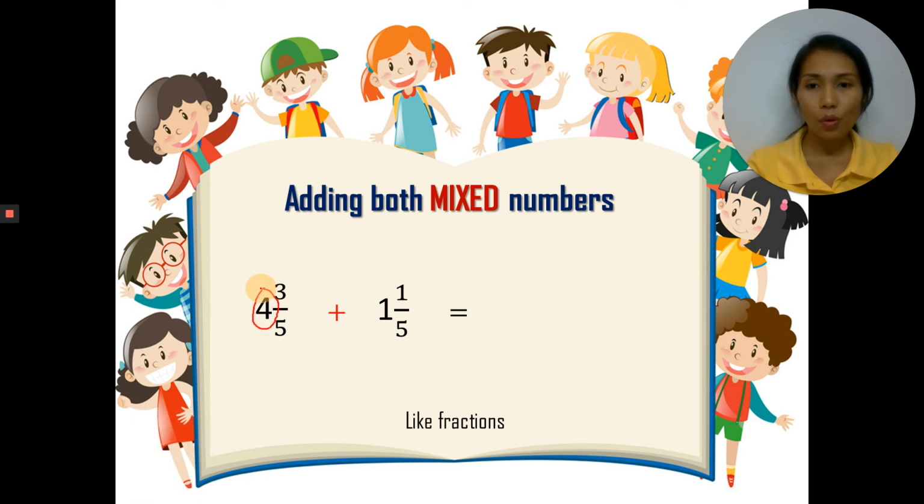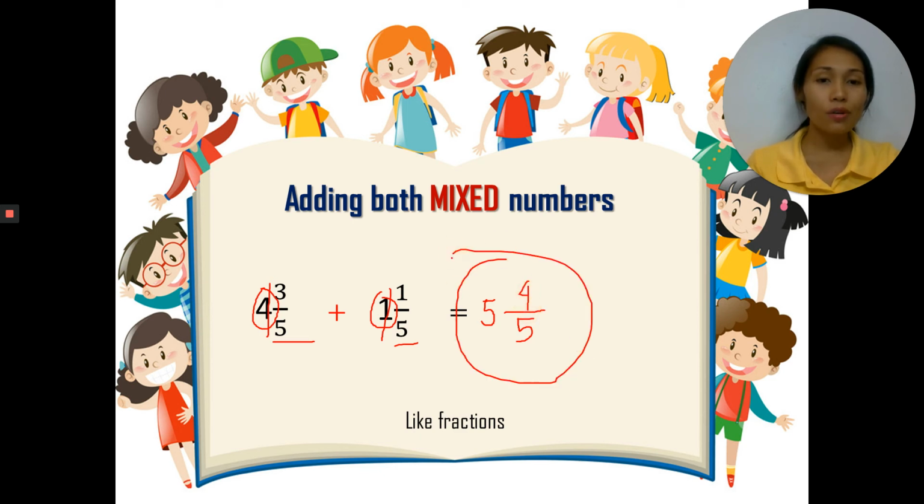Let's separate 4 and 1. 4 plus 1 equals 5, right? Now let's proceed with the fractions. See, the denominator is 5. They're both the same, so let's just copy 5. Remember, like fractions, you just copy the denominator. And then 3 plus 1 is 4. So we got the answer, 5 and 4/5.